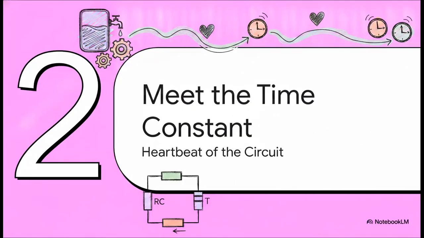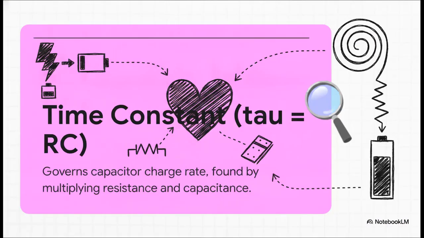Section 2. Meet the time constant, the heartbeat of the circuit. You see, every RC circuit has an internal speed limit that dictates just how fast that theoretical water tank fills up or drains out. And that brings us to the main character of our story today. The crucial thing to remember here is the time constant, represented by the Greek letter tau. It is literally the heartbeat of our circuit.